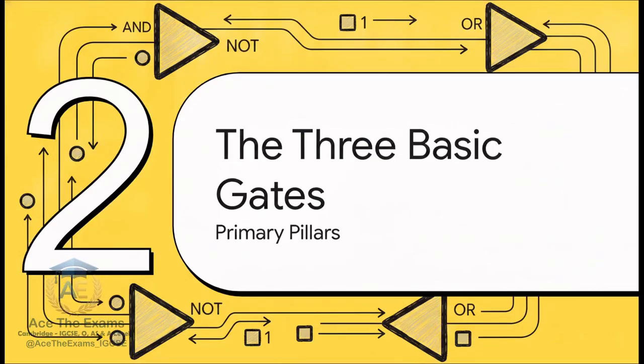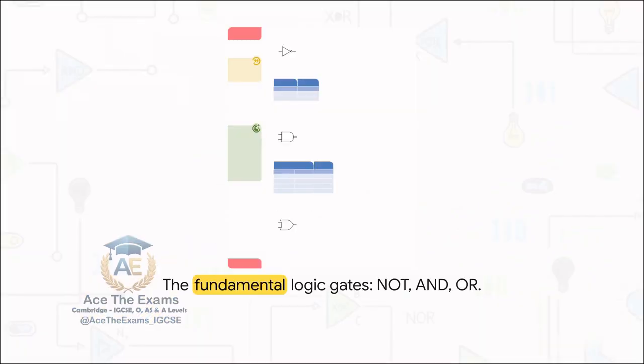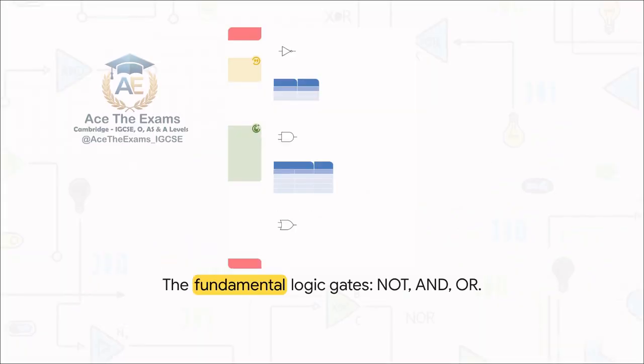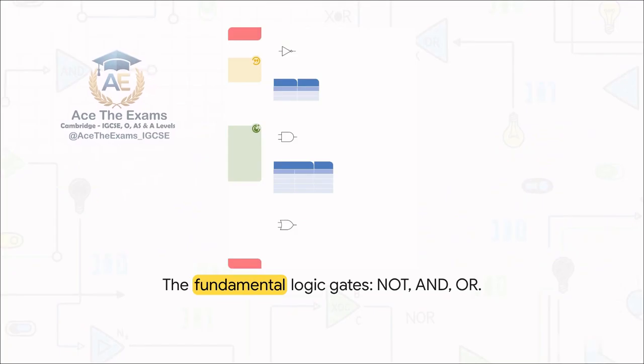So now that we've mastered our ones and zeros, let's transition into Section 2. The three basic gates. These are the fundamental pillars that actually take those Boolean values and do something useful with them. Now, what's really interesting and absolutely critical for your exam is how visually distinct these fundamental logic gates are.